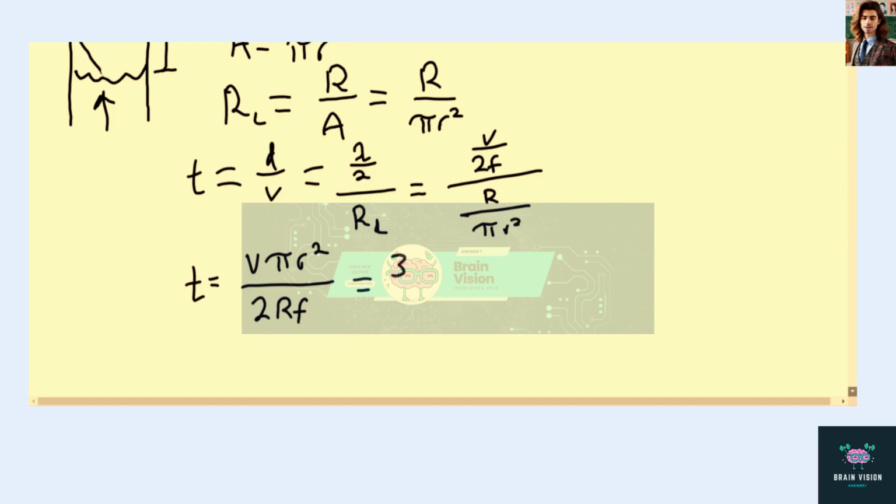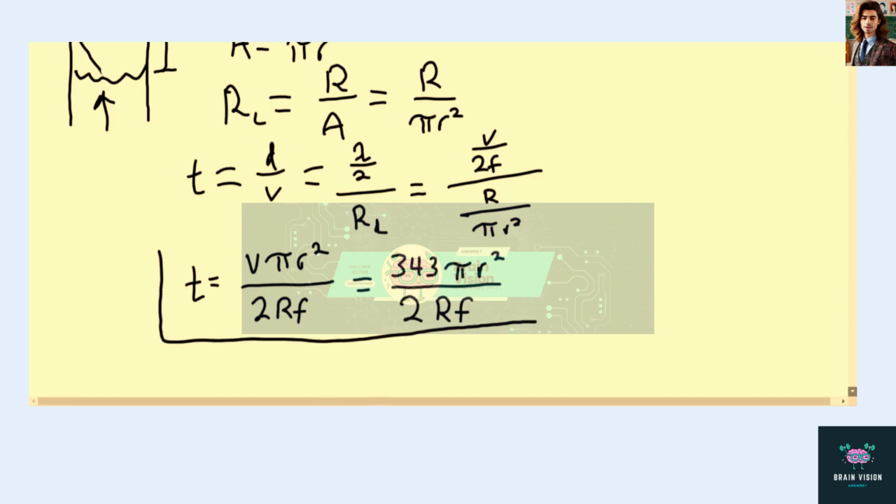If you want to take v out of it, because we're assuming that the speed of sound is 343 meters per second, you can write 343 pi r squared divided by 2 capital R f. And I think either way works just fine. And that is how you do this problem.